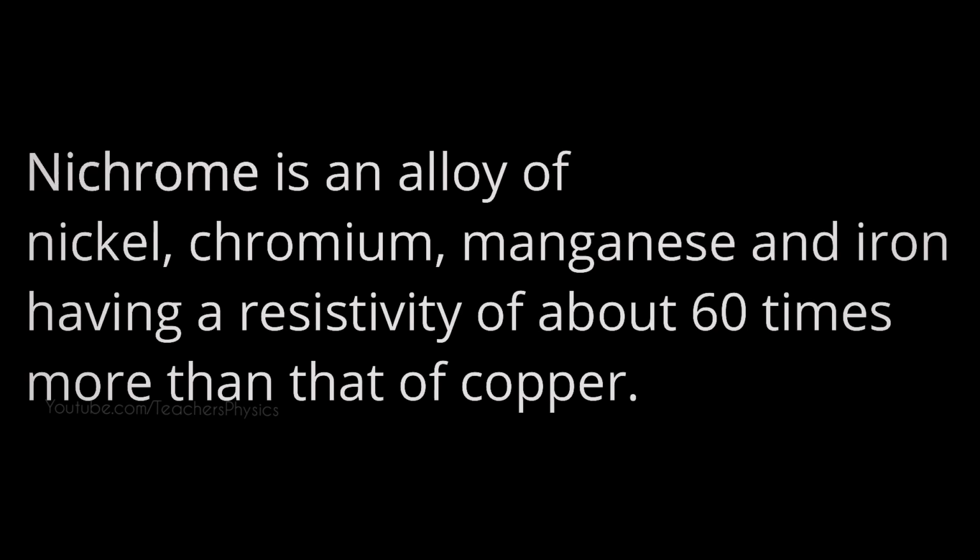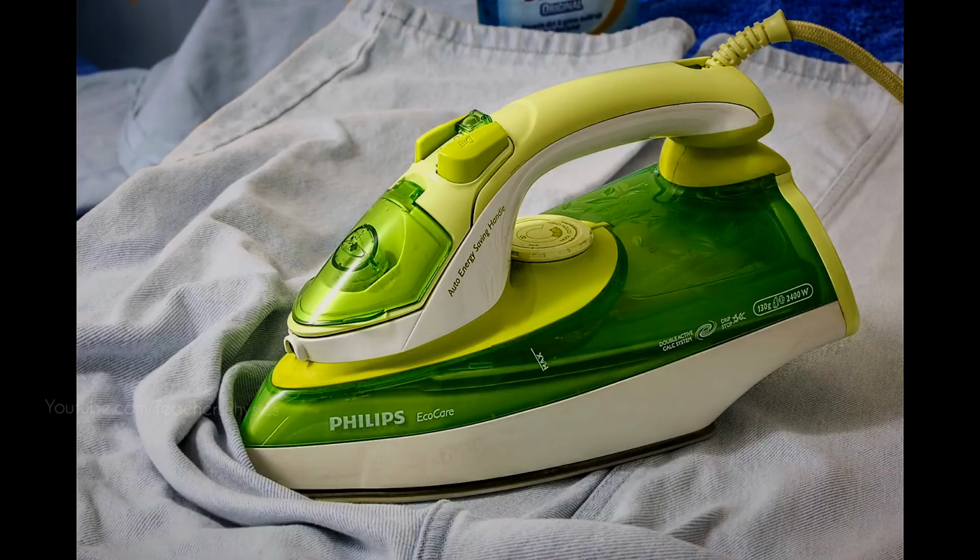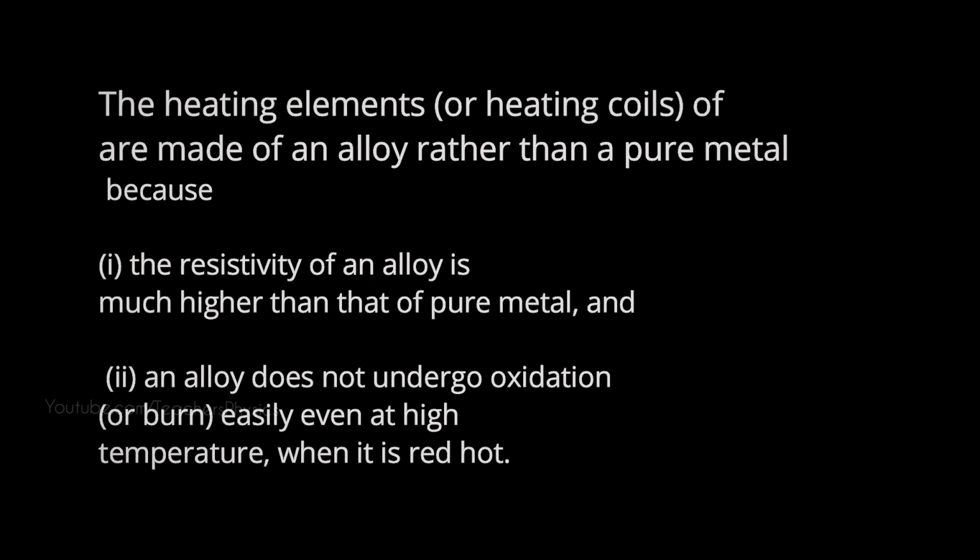Another alloy having a high resistivity is nichrome. The heating elements or heating coils of electrical heating appliances such as electric iron and toaster, etc., are made of an alloy rather than a pure metal. That's because the resistivity of an alloy is much higher than that of pure metal, and an alloy does not undergo oxidation.